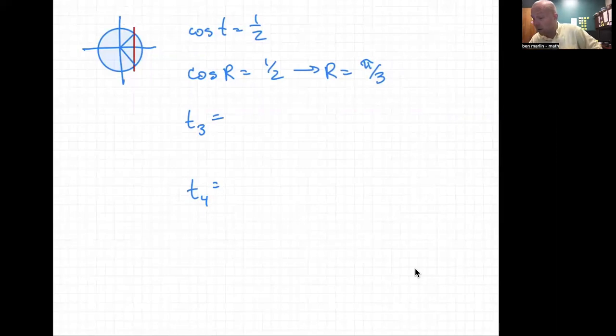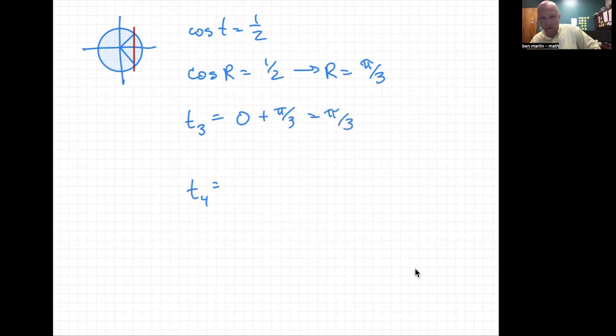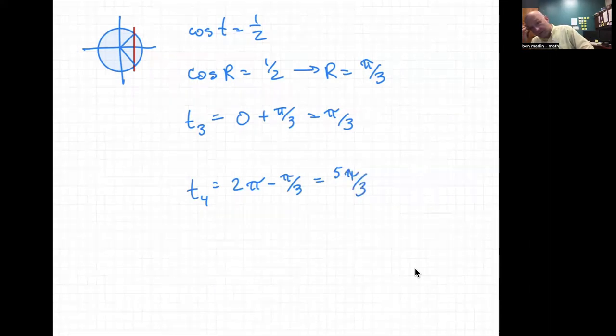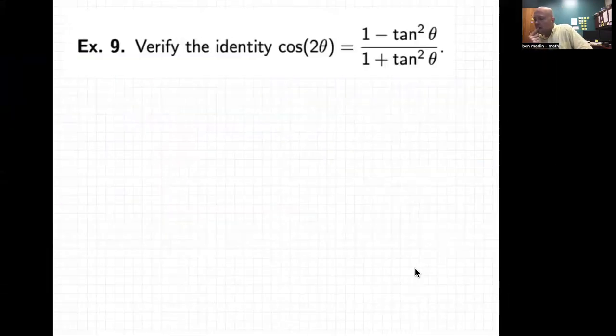So in the first quadrant, it's 0 plus your reference angle. So you just get pi over 3. In the fourth quadrant, it's 2 pi minus pi over 3 because the closest multiple of pi is 2 pi. And we end up with 5 pi over 3. Okay. All right. So, and that was 4 solutions.